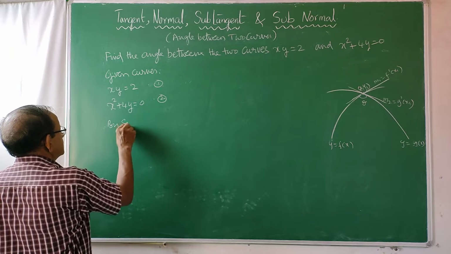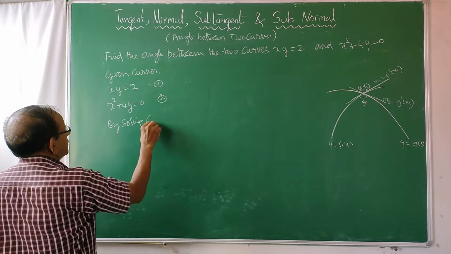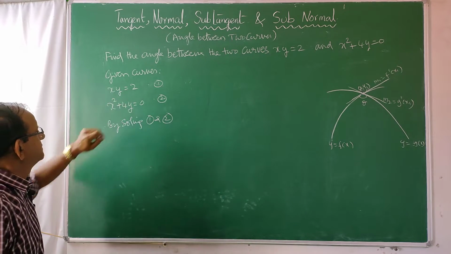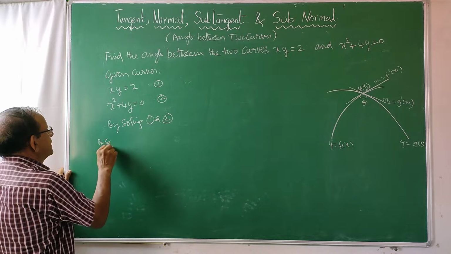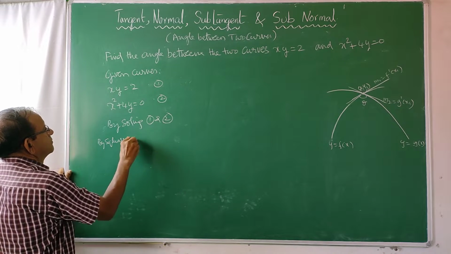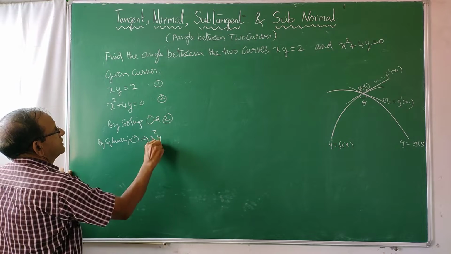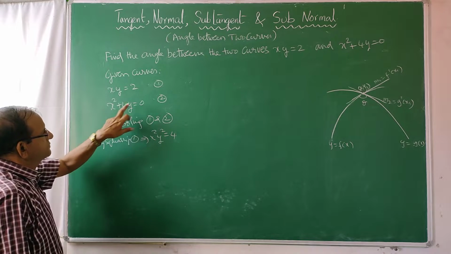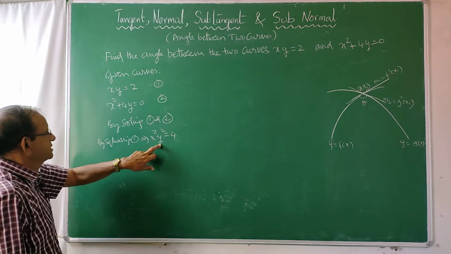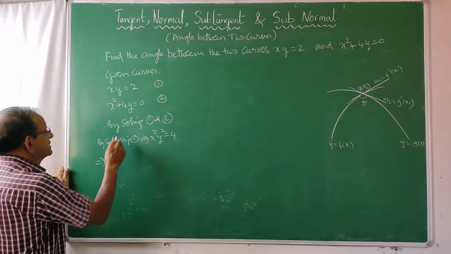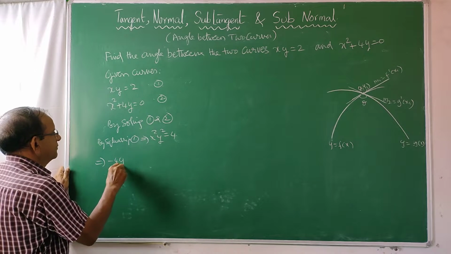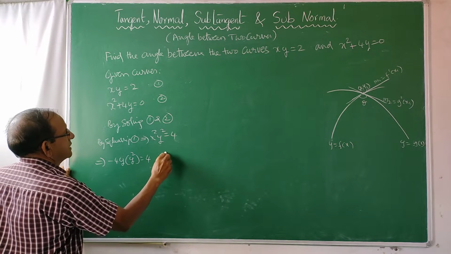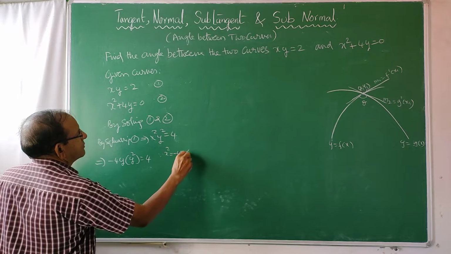By solving 1 and 2. Square the first one. By squaring 1 implies x square y square is equal to 4. But x square value from the second one is minus 4y. Substitute in the place of x square. That implies minus 4y into y square is equal to 4, because x square is equal to minus 4y from 2.